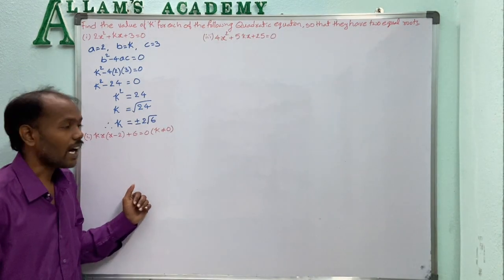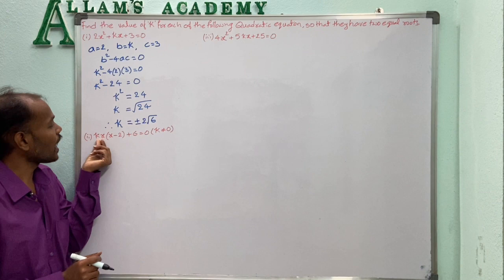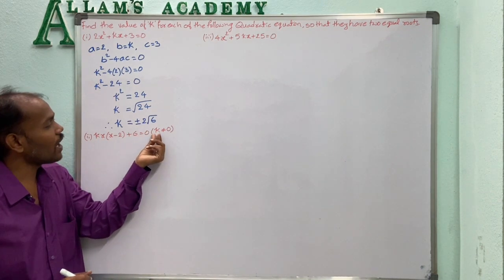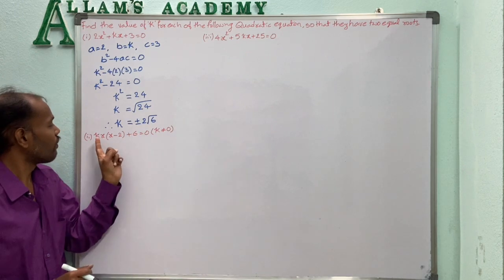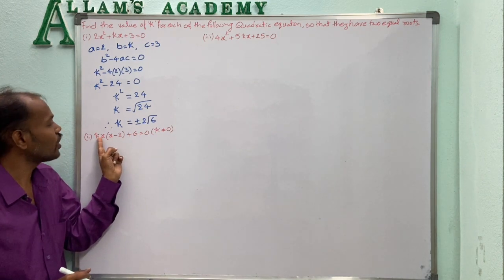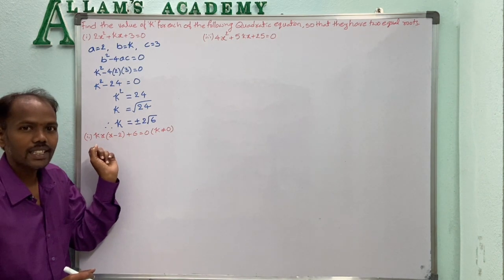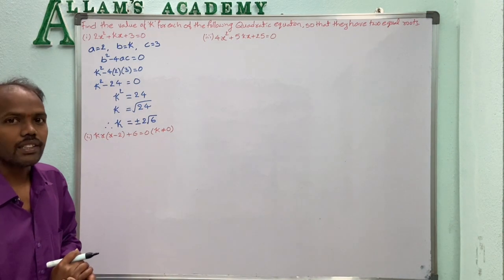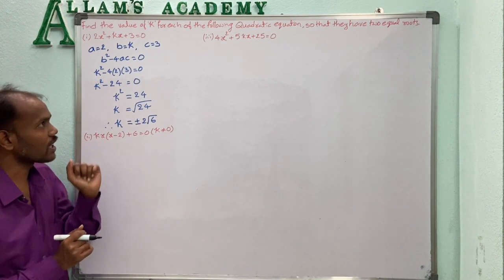Here is another quadratic equation, kx into x minus 2 plus 6 equal to 0. Here the k value is not equal to 0. Why? Because if k equals 0, then it is not a quadratic equation, it is a linear equation. For that purpose, the k value is not equal to 0.